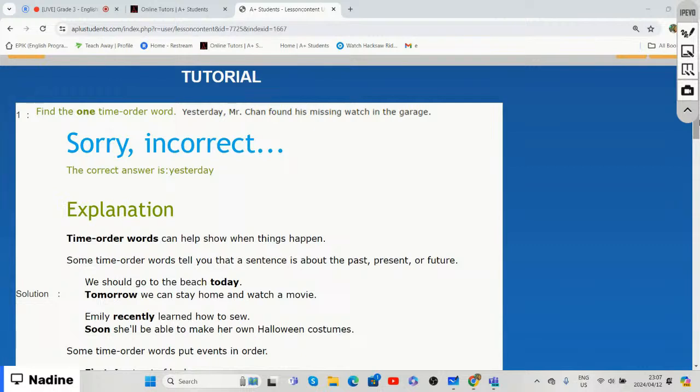And then we also have the future tense. The future tense can be words like tomorrow, soon, or later. Those are words we can use to indicate time and order. It basically shows us when things happen. So time order shows us when things happen.